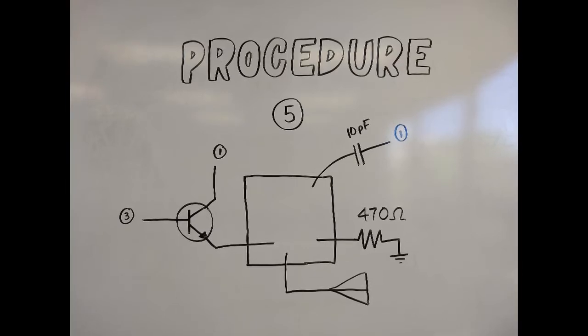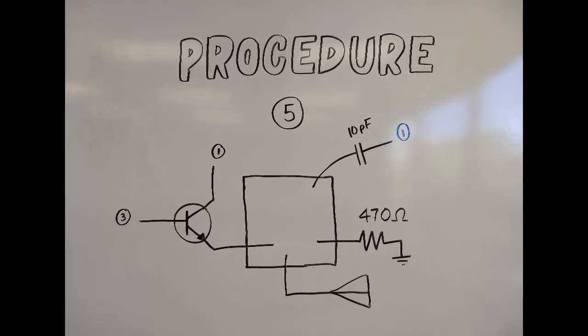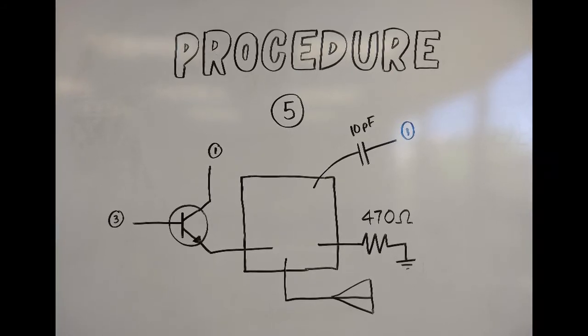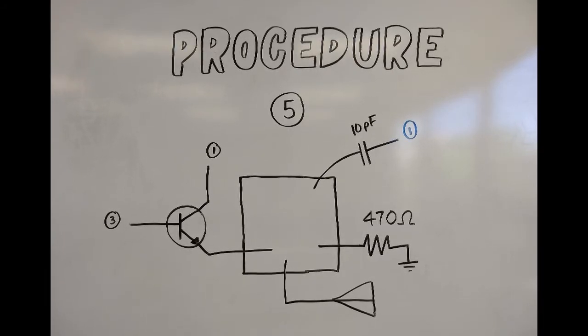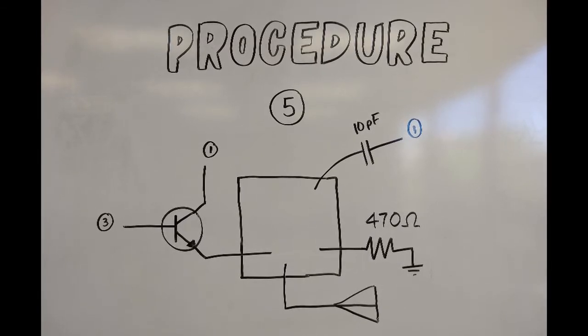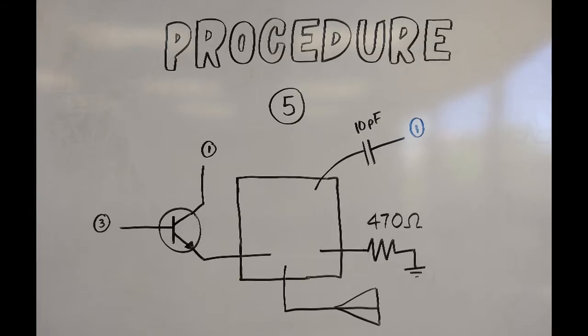The fifth pad is connected to the emitter of the transistor and the other end of the 10 picofarad capacitor, one end of the 470 ohm resistor, with the other end being connected to ground and the antenna. After this, trim any loose or extra wires and test the circuit to ensure that it works.